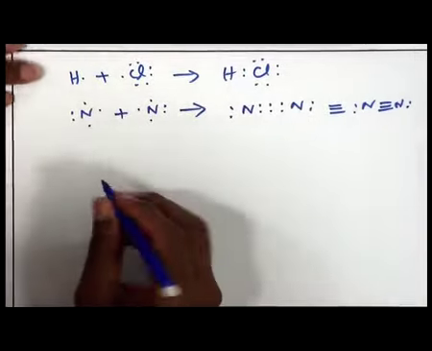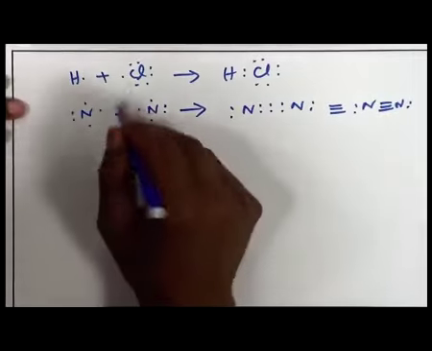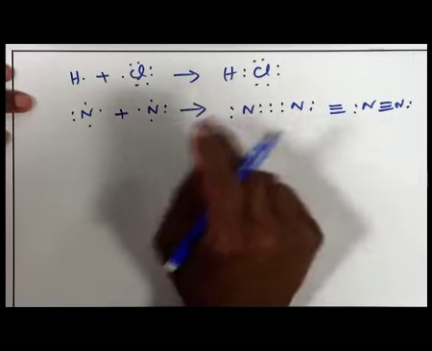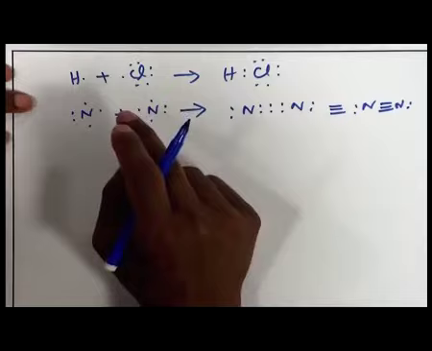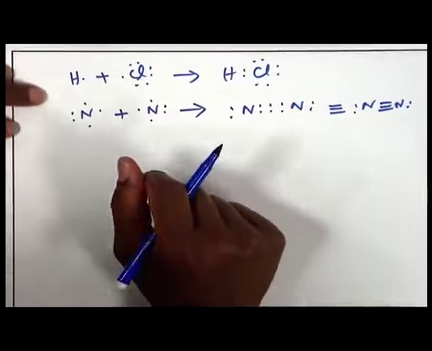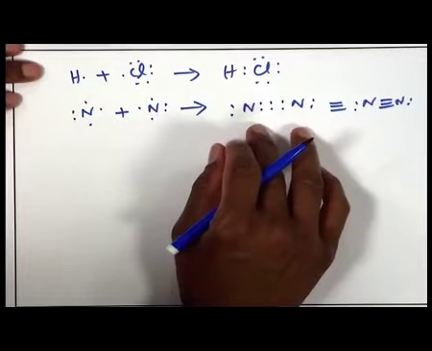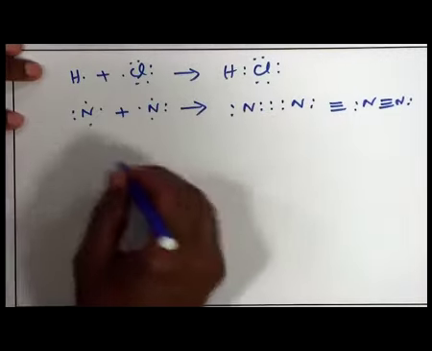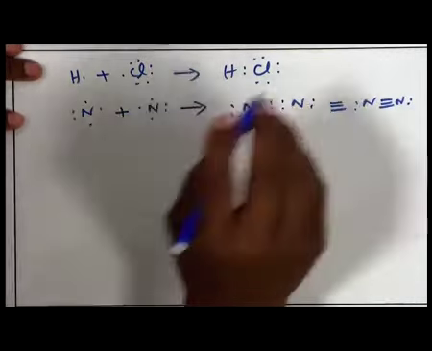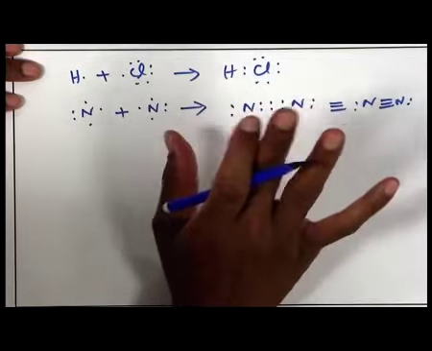So the bonds are formed because each atom contains unpaired electrons, so that many bonds are formed here. There is no problem here. Similarly, hydrogen chloride I explained just now.